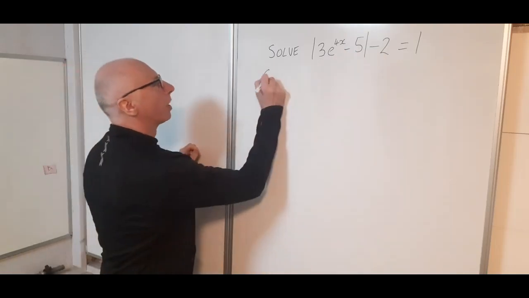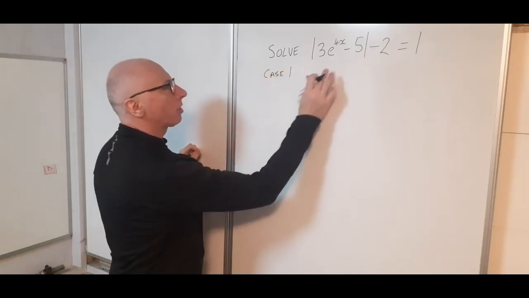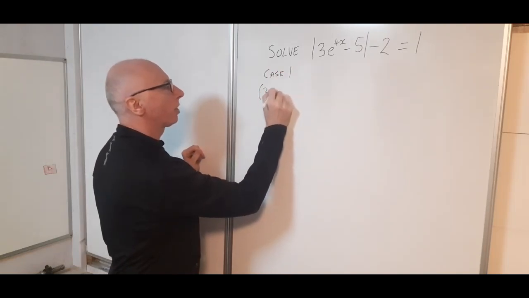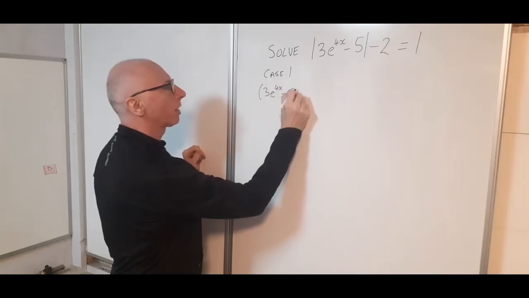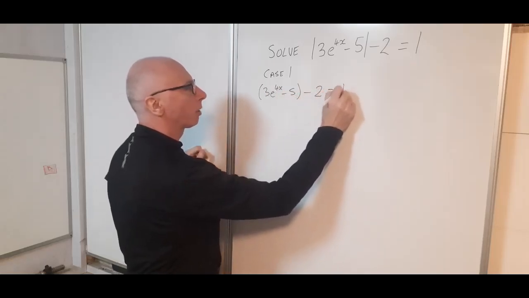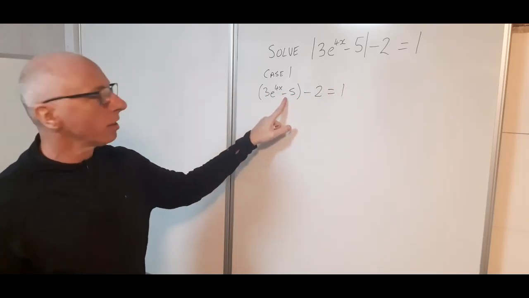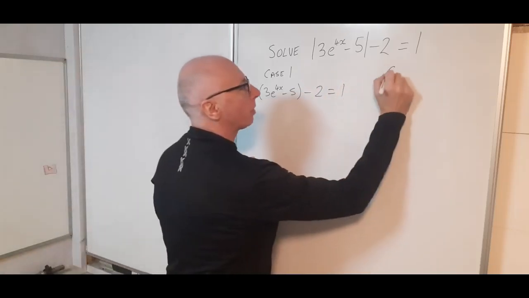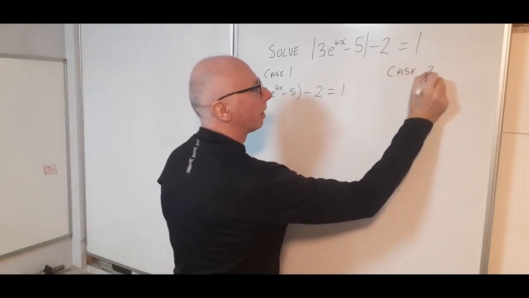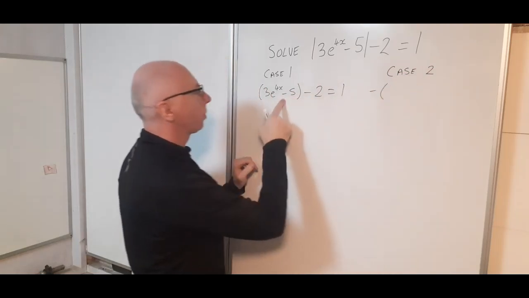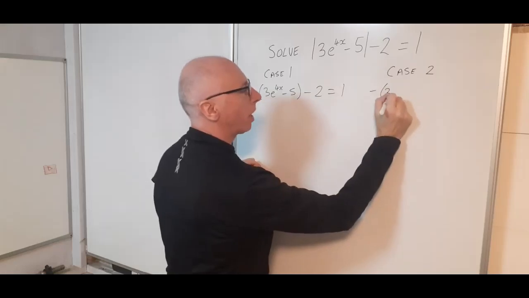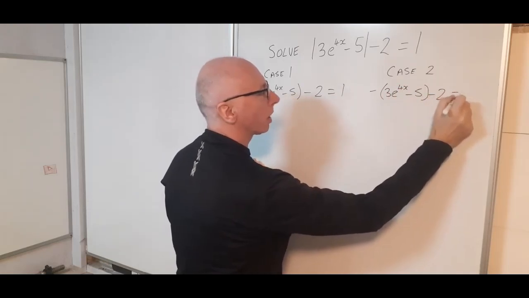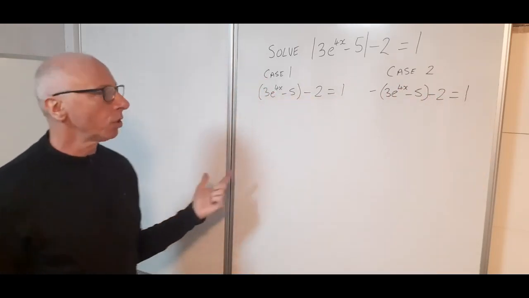So case 1. Let's assume inside here is positive. So then I just put a normal bracket, 3e to the 4x minus 5, and then minus 2 equals 1. And then we'll solve this. Case 2 is what if this is negative? So then what I'll do, if I write case 2 here, I then put a minus in front of this bracket. So I've got minus 3e to the 4x minus 5 minus 2 equals 1. So that's my 2 cases.